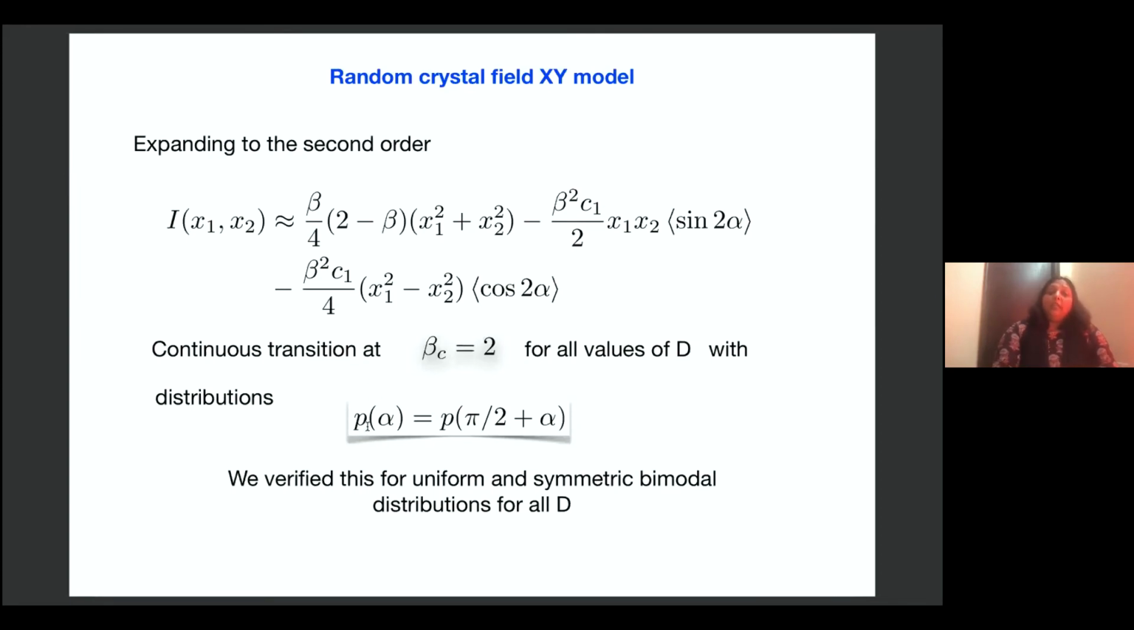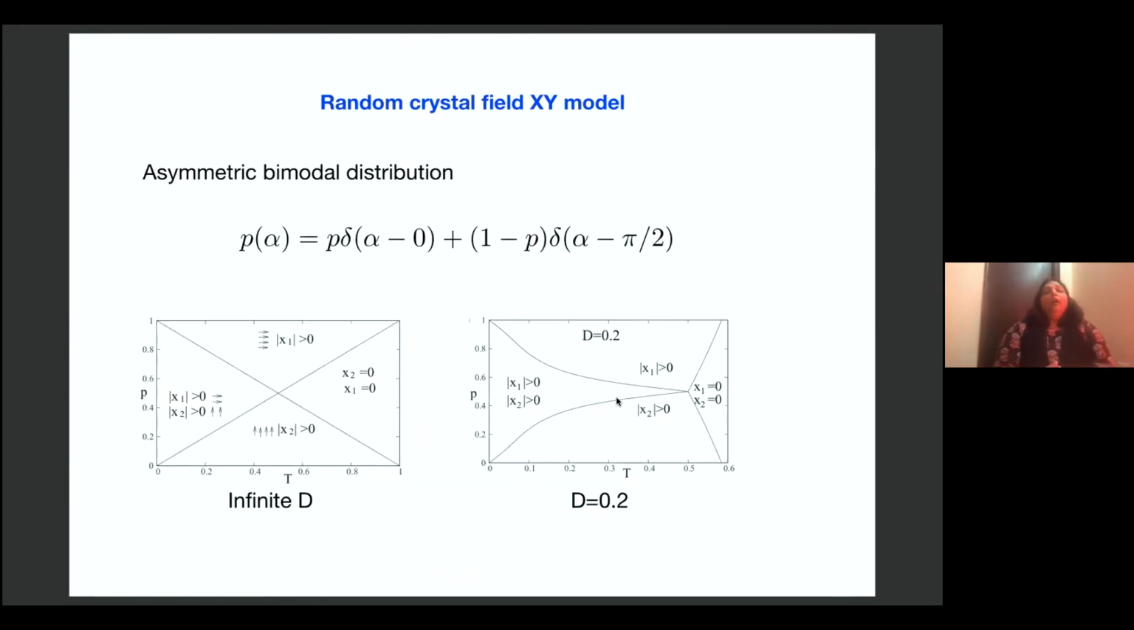and also of the nature of transitions, as long as the transition satisfies this condition, P alpha being P pi by 2 plus alpha, and it is always 2. The beta C is 2, which is the transition temperature of the pure crystal field model. Now, besides that, we see many other interesting features.